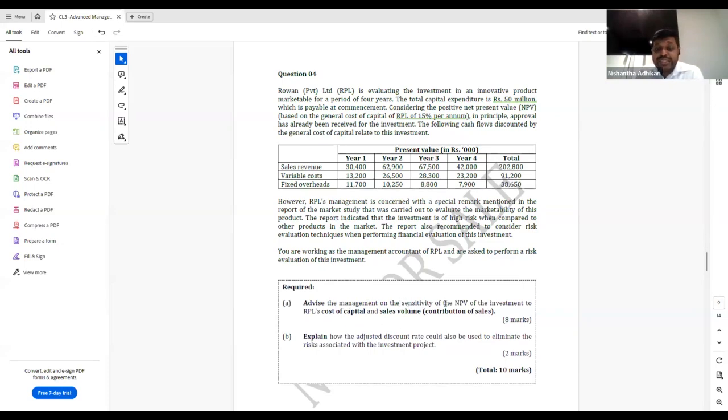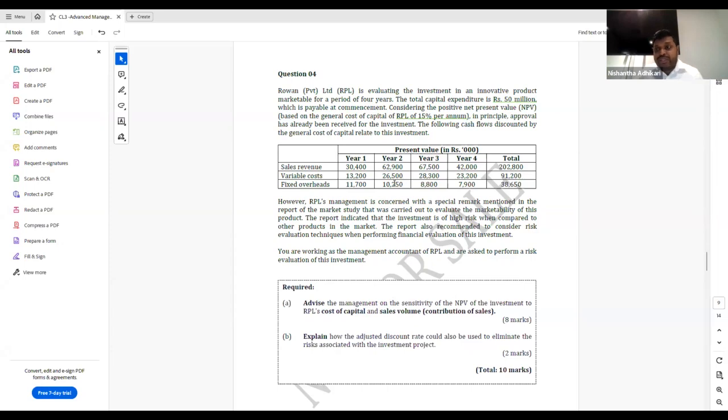Advise the management on the sensitivity of NPV of the investment to RBL's cost of capital and sales volume contribution of sales. Simply, when you are going to do that, sensitivity to cost of capital means you have to find out IRR. That means, now your cost of capital is 15%, at which percentage it needs to increase for the project to become non-viable or indifferent. That means the NPV equal to zero.